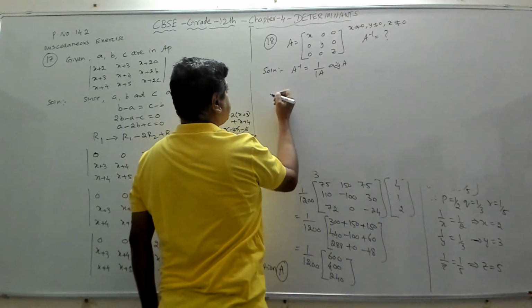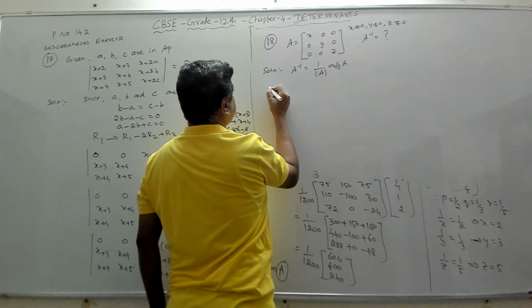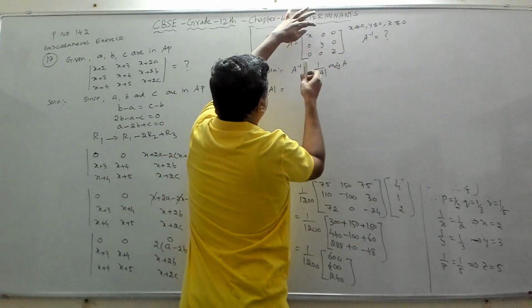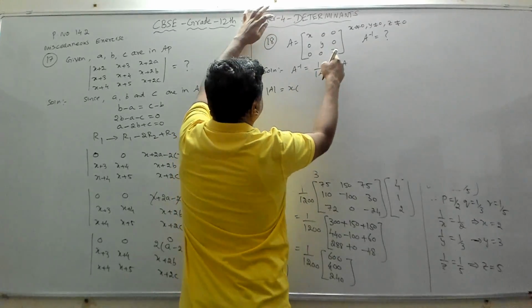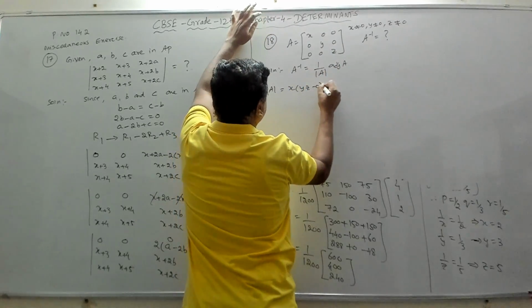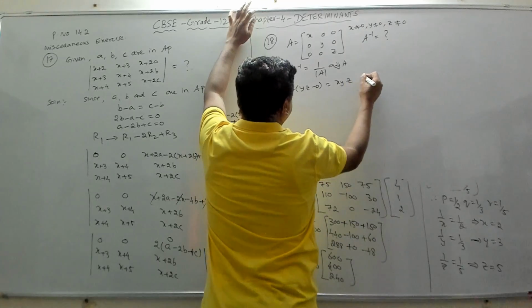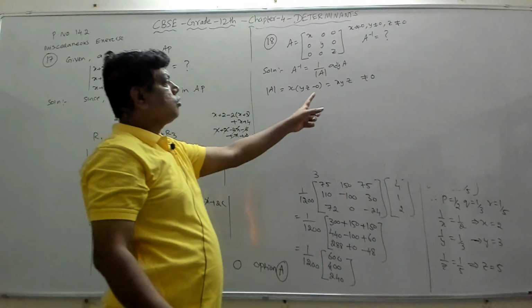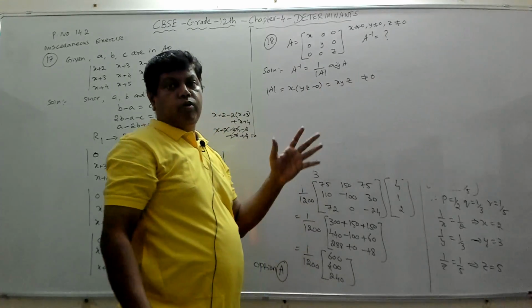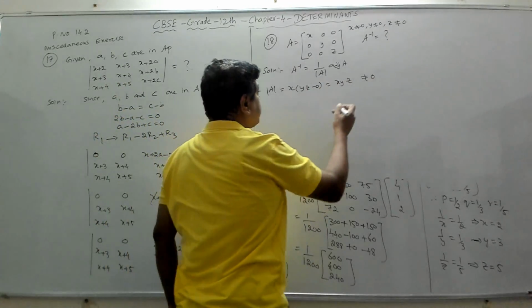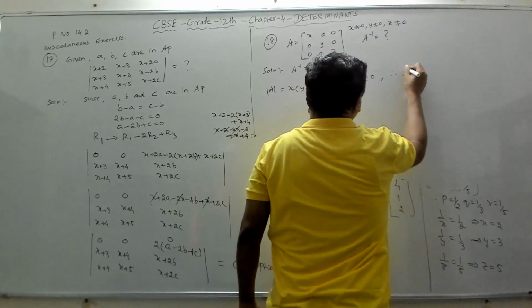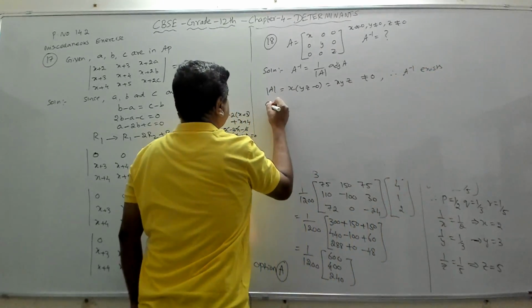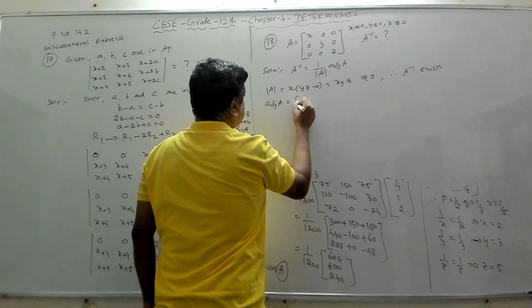Now what is adj of A? Let's find the determinant of A first. Expanding along row 1, x into (yz minus 0), you get xyz, which is not equal to 0, because x, y and z are each not equal to 0. None of the three numbers is 0, so their product is also not 0. Therefore the determinant of A is not equal to 0, and we can say the inverse exists. Now let's find adj of A.